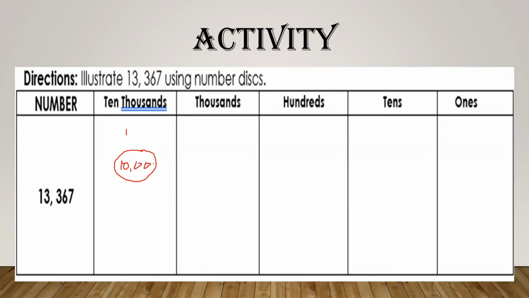Then, next, after ng 10,000 natin, let's proceed to 1,000. Ilan po ba yung 1,000 natin? Ano yung digit ng 1,000 natin? That is 3. So, ilang disk ang meron tayo? So, we have 3 disk. At ang laman ng 3 disk na to ay puro 1,000. So, 1,000. And this one is also 1,000. And this one is also 1,000.